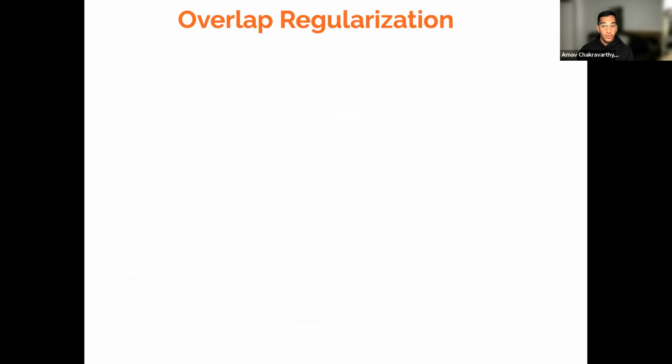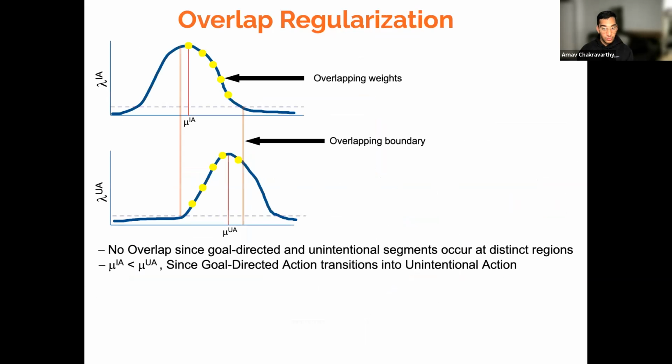Since we want to localize two events, the goal-directed region and the unintentional region, we follow two specific intuitions. One, there should be little or no overlap between the goal-directed region and the unintentional region. And the second is that an action begins as a goal-directed action, which then transitions into an unintentional action. So the goal-directed region must occur before the unintentional region. Since this is agnostic to a specific class, we formulate the loss functions using the class agnostic attention weights.